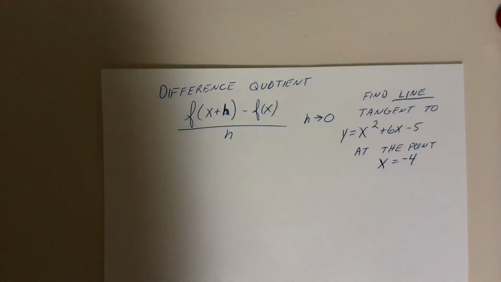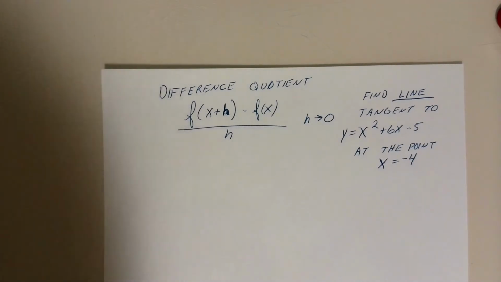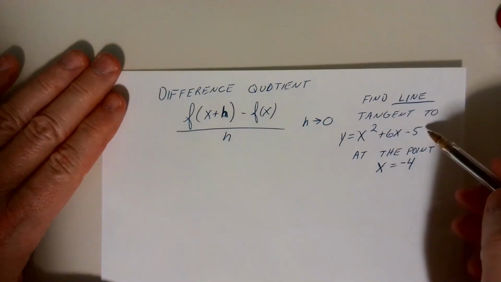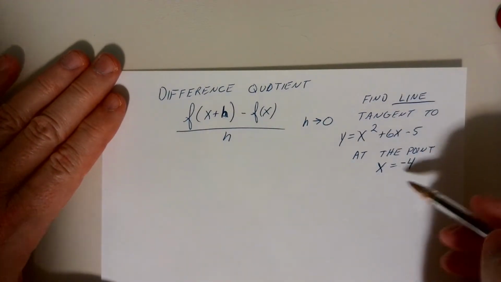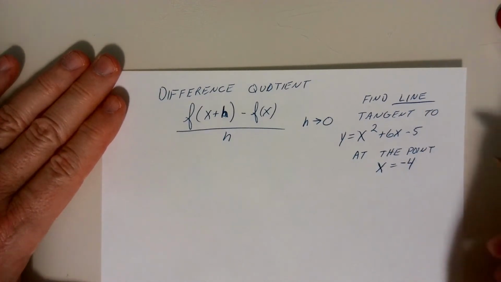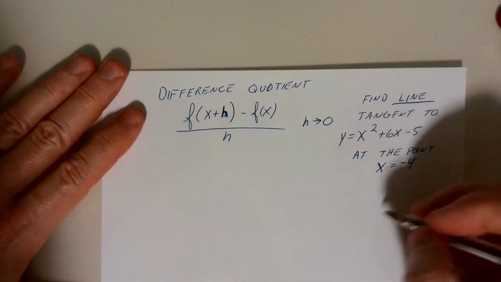This video is just a separate one for something called the difference quotient. The difference quotient allows us to find a line tangent to a parabola at a given point. So here's our parabola, x squared plus 6x minus 5, and here's the point, x equals -4. It's a lot of work, but here's our goal.